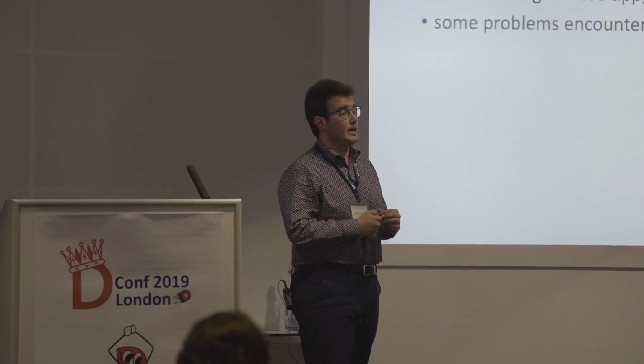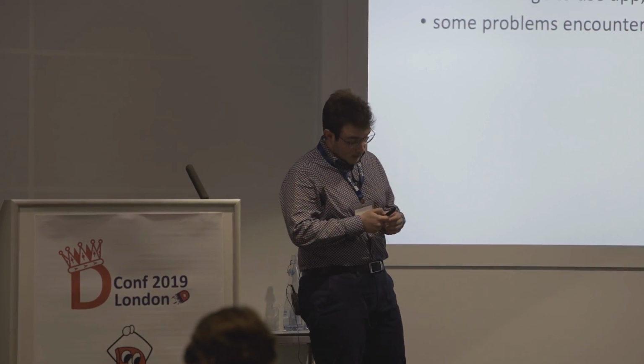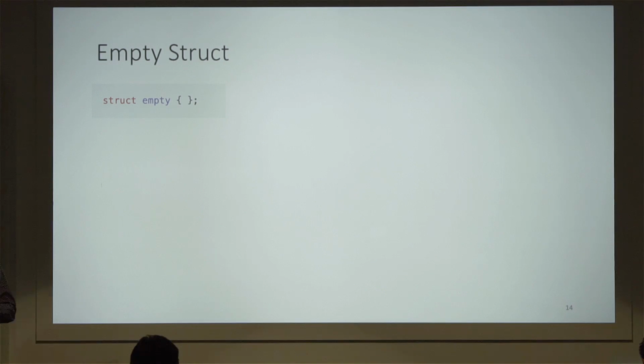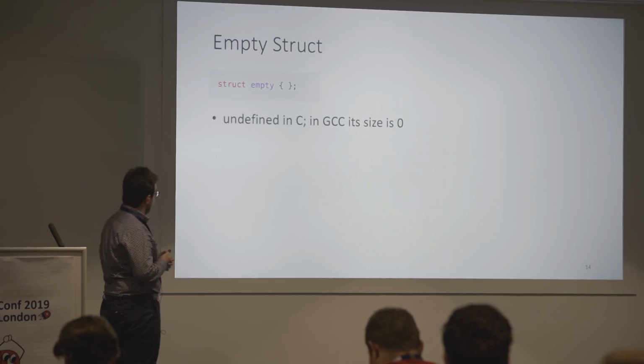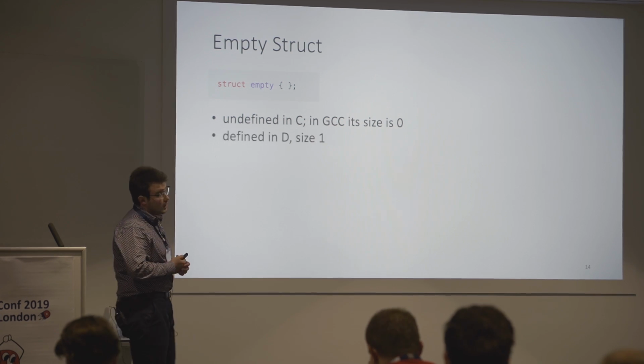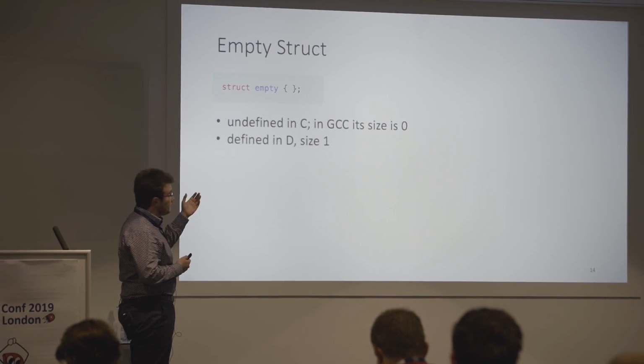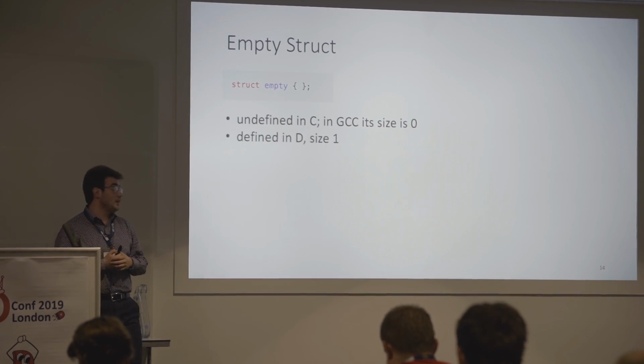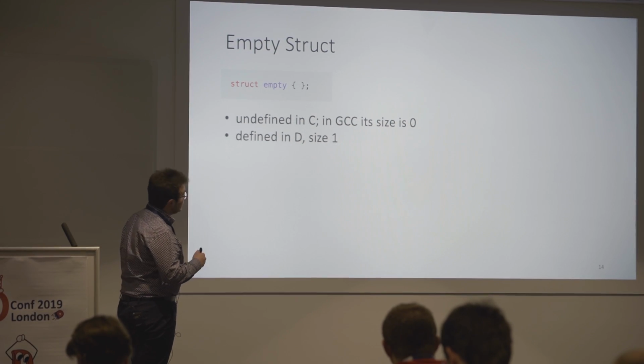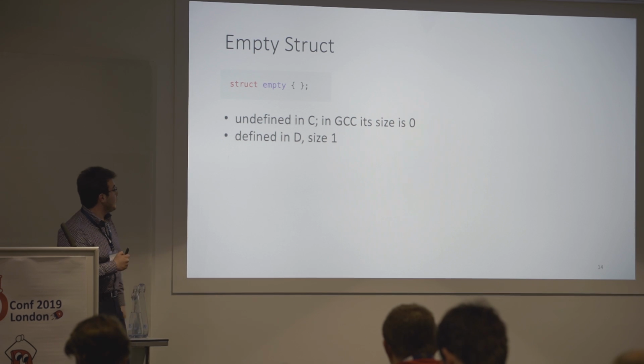of some problems that we encountered. One of them was the empty struct. In C, this struct is an incomplete type, and its behavior is undefined in the modern C specification. However, GCC permits this kind of struct, and its size is 0. In D, the size of this struct is 1, and this is great because it's part of the language specification. However, when interfacing with C, this is problematic.